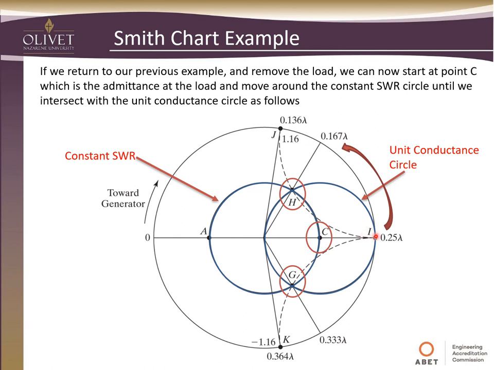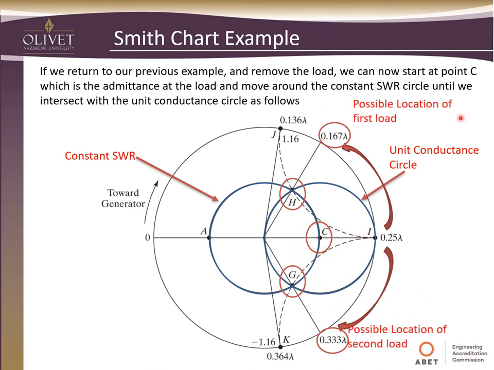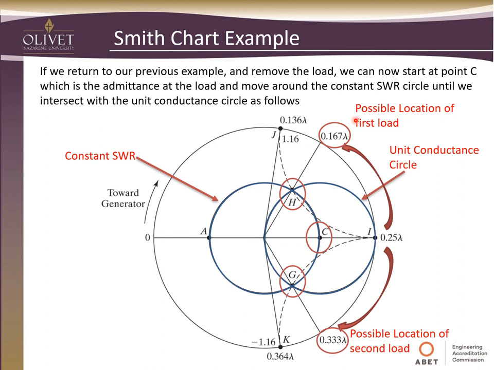So in this case, we would move counterclockwise to get from C to H, again trying to get to that 0.167 lambda location. And for the other one, we would move clockwise 0.33 lambda to get to the G location on the unit circle. Remember, we're trying to find the point on this circle here. So these are two possible locations. The first possible location of the load is 0.16 lambda away from our load. The other one is 0.33 lambda away from our load.